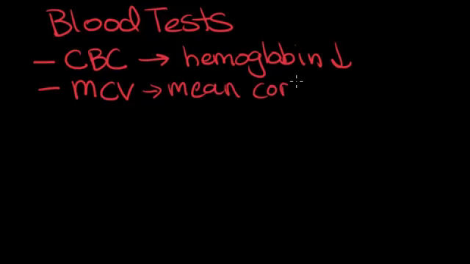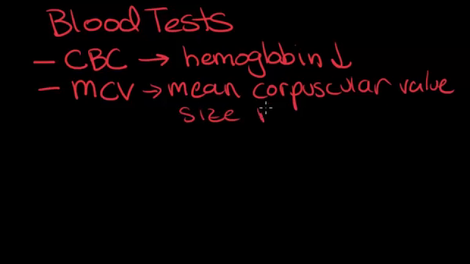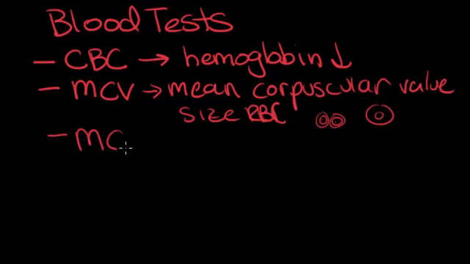You also will see your MCV, your mean corpuscular volume, and that is the size of the red blood cell. And so you're going to see a smaller than normal red blood cell with this test if it's iron deficiency anemia. You'll see your mean corpuscular hemoglobin concentration, and you'll also see that decreased because of the reduced amount of hemoglobin.